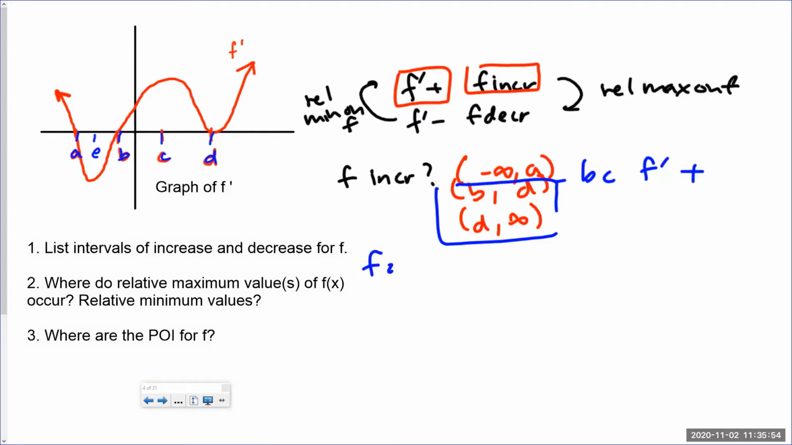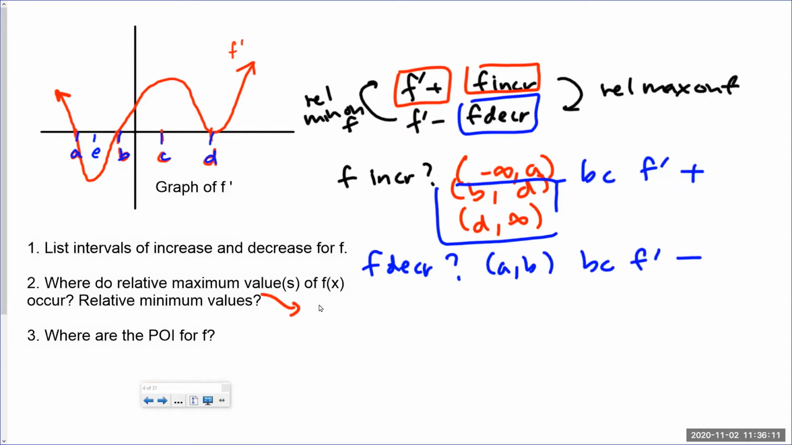Tell me, where is F decreasing? Remember, F is in another room. Very good. From A to B, because F decreasing is the same as when F prime is what? Negative. Very good. Let's go to, where do you have a relative max?